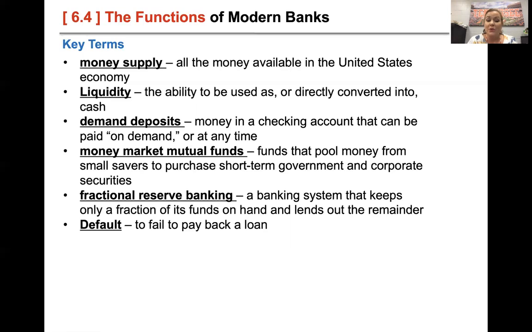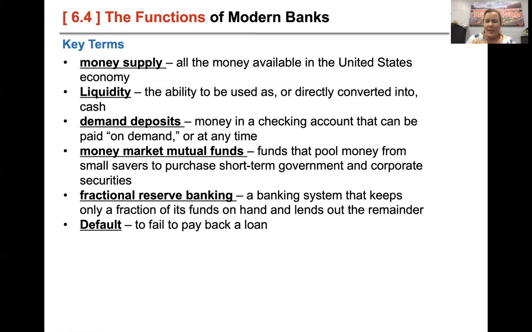Money market mutual funds. This is where you pull a bunch of money from small savers and you purchase government and corporate securities. Basically, a mutual fund is where you take several stocks and put them into one portfolio and you sell that mutual fund. You might have a little bit of Apple, a little bit of IBM, a little Amazon, a little Walmart, so that your mutual fund is diversified. If one stock's doing bad and the other's doing good, then you're still making some kind of money.